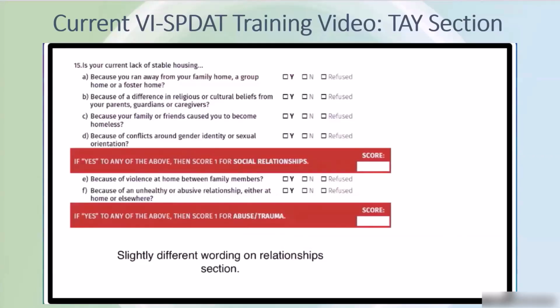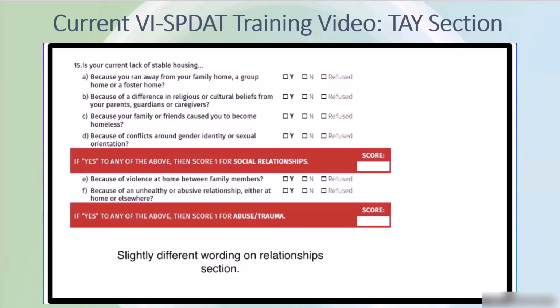Okay, there's a little bit of different wording on the relationships section. So question 15 is your current lack of stable housing. A, because you ran away from your family home, a group home, or foster care. B, because of a difference in religious or cultural beliefs from your parents, guardians, or caregivers. C, because your family or friends caused you to become homeless. D, because of conflicts around gender identity or sexual orientation. And then if we're answering yes to any of those, then we're going to score a 1 for social relationships.